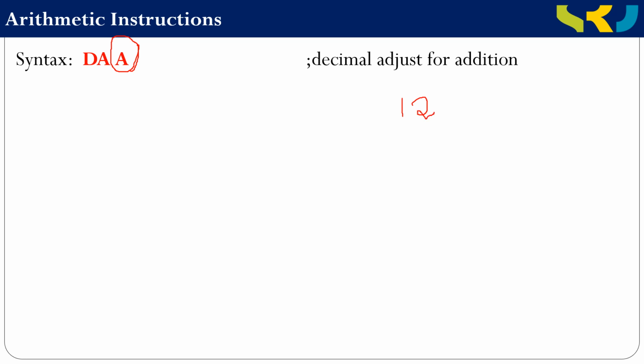12 and 19. These are my two numbers. I am assuming these two numbers as decimal numbers. When I assume these two numbers are decimal numbers, my result will be 1 carry 1 and 3, that is, 31 is my result.